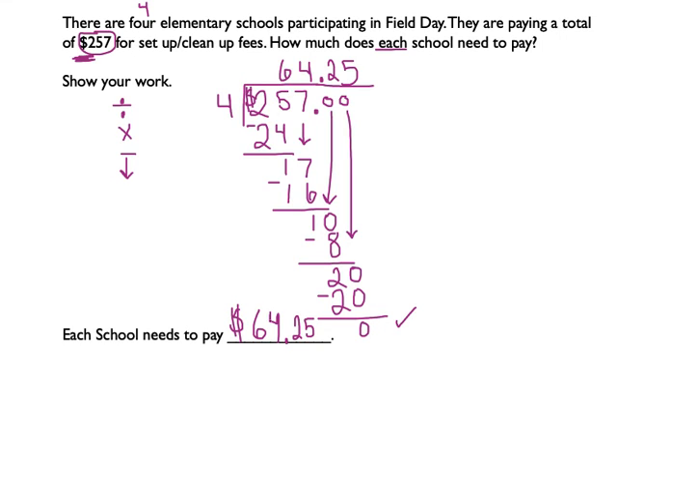If I wanted to check my work, which is always a great idea, I could multiply my quotient times my divisor to make sure I get my dividend. That would be a great extra step if you're feeling uncertain or just want extra confidence that you've done an exceptional job.